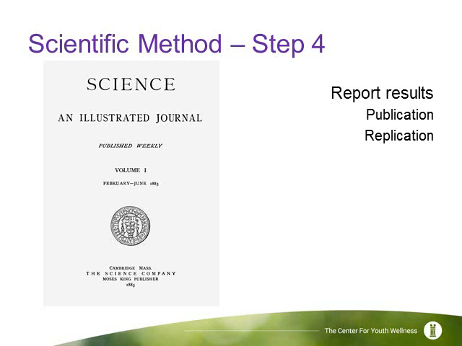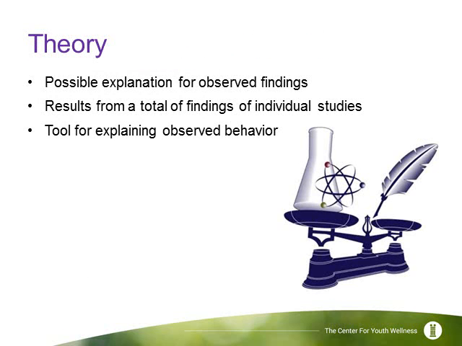Now we have an idea of how scientists agree to do their research. Let's take a closer look at the tools they use to prove things. Studies. When you initially begin a research project, you have an idea or a theory of something you want to prove. The definition of a theory is a possible explanation for observed findings, results from a total of findings of individual studies, a tool for explaining observed behavior.